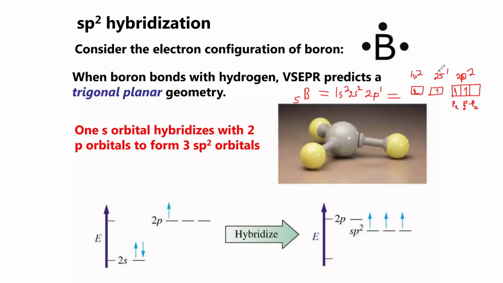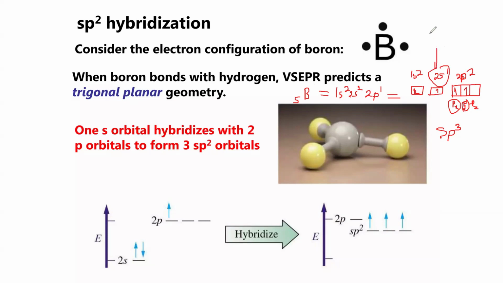This 2s1 orbital can hybridize with px and py to form sp2 hybridization. So in the case of this boron, the boron bonds with how many hydrogens? According to the valence shell electron repulsion theory, we are going to have 3 available bonds.